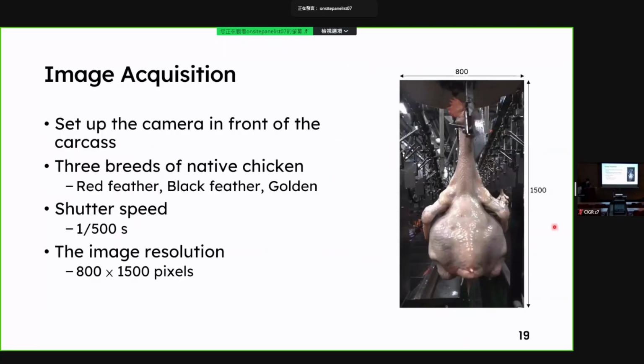For the image acquisition, I set up the camera in front of the carcass in the production line and acquired images of 3 breeds of native chicken, including the red feather native chicken, black feather native chicken, and golden chicken. The shutter speed of the camera was set to 1/500 second, and the image resolution is 800 by 1500 pixels.